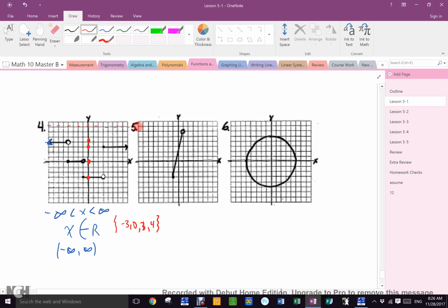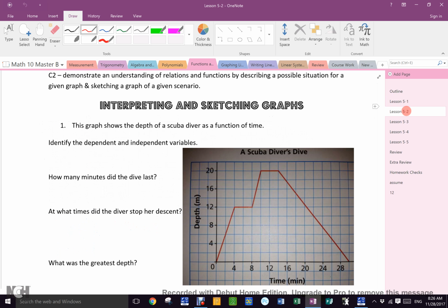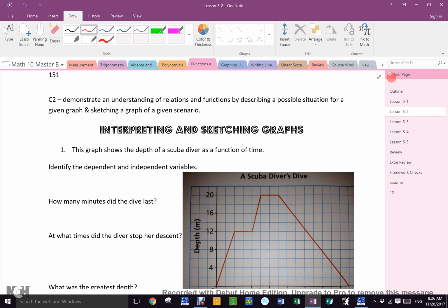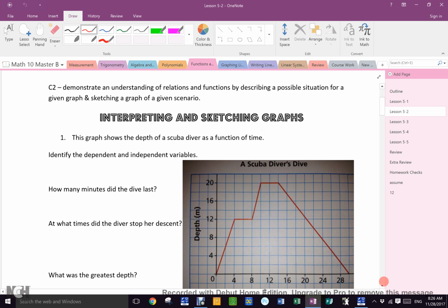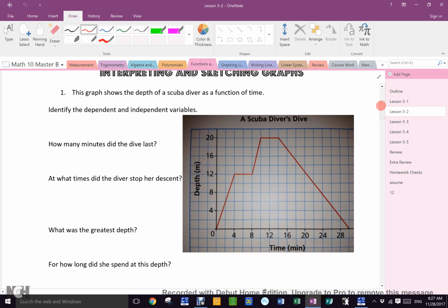All right. Please turn your page over to page 151. All of you are able to do this first page already. You do not need me. But we're going to go through it. Let's go.